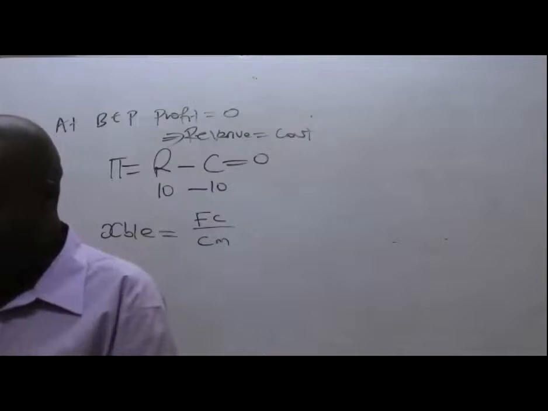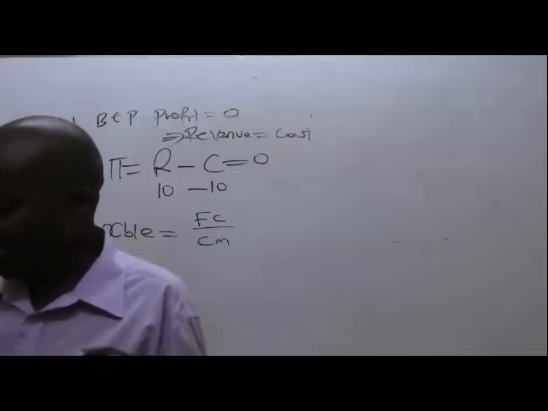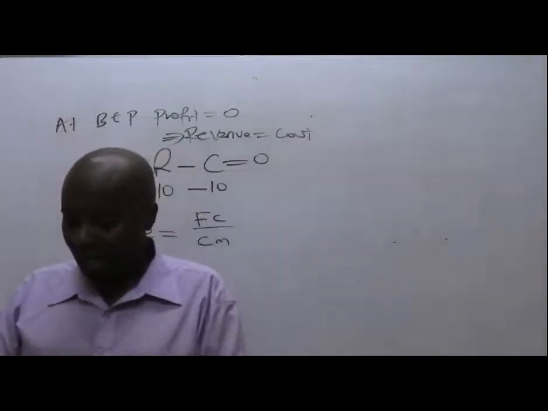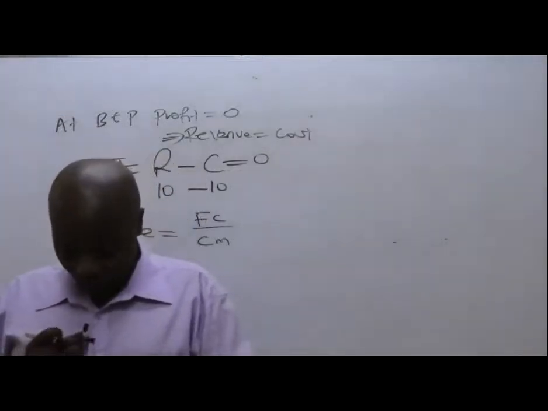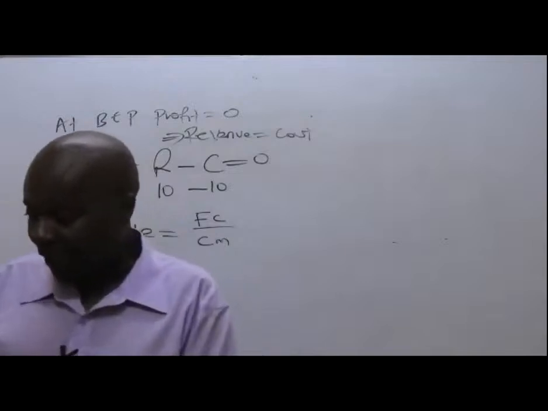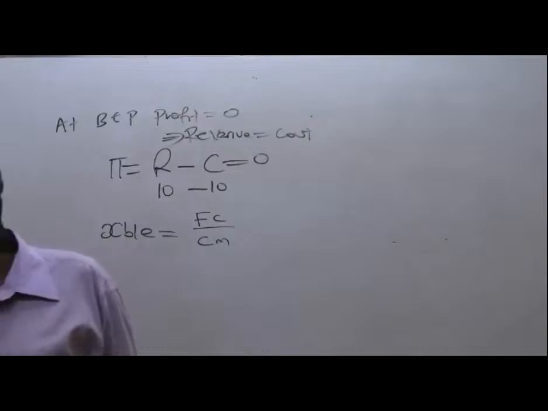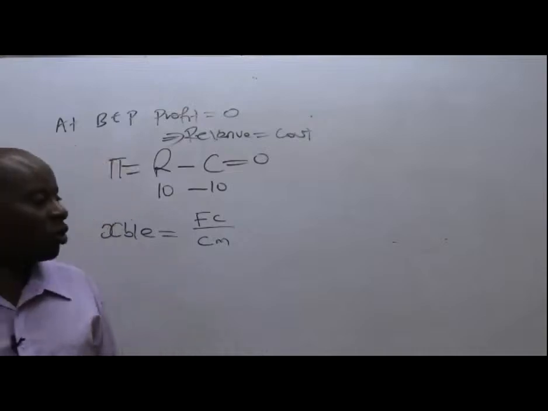Ladies and gentlemen, here we are. We are talking about the formula to break even, the formula we can use to get the quantity needed for the purpose of break even. So it is fixed cost over contribution margin.